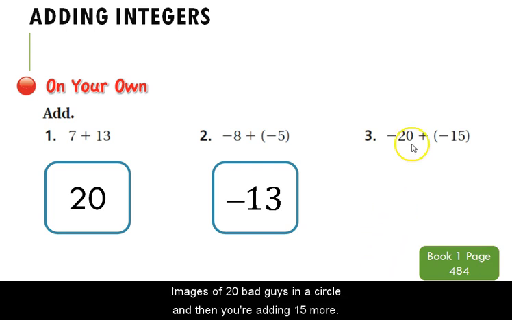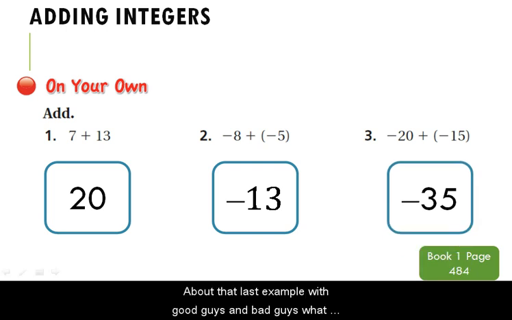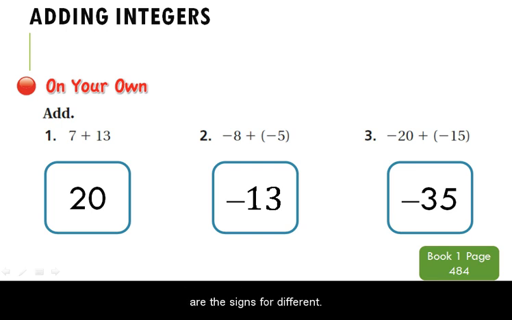Imagine there's 20 bad guys in a circle, and then you're adding 15 more. We'll just have more bad guys. The result, -35. Thinking about that last example with good guys and bad guys, what if the signs were different? Let's take a look at the key idea.